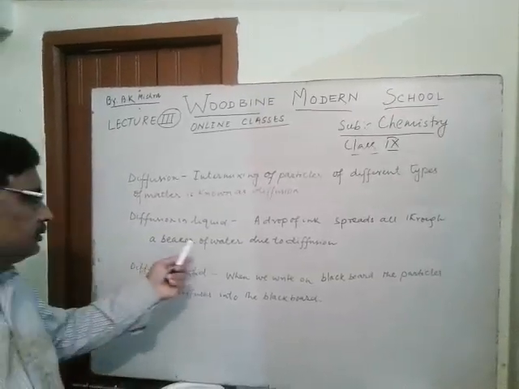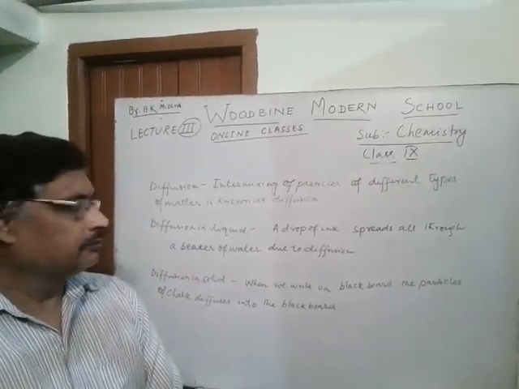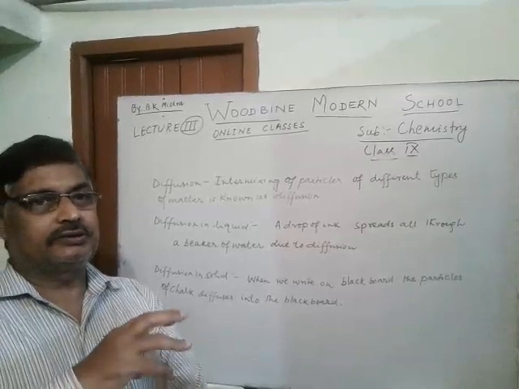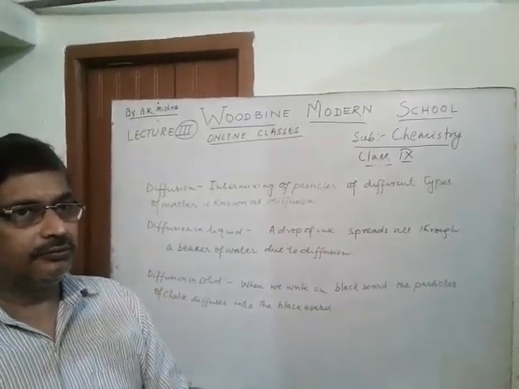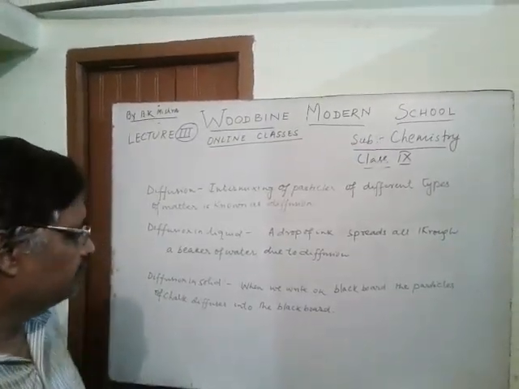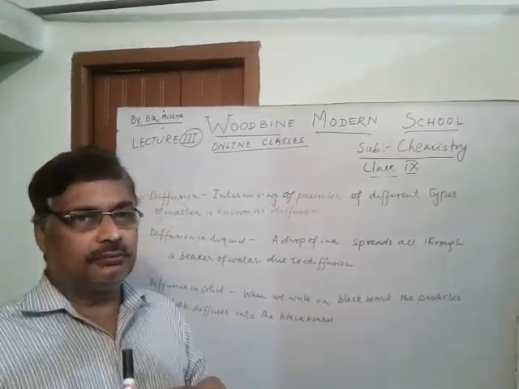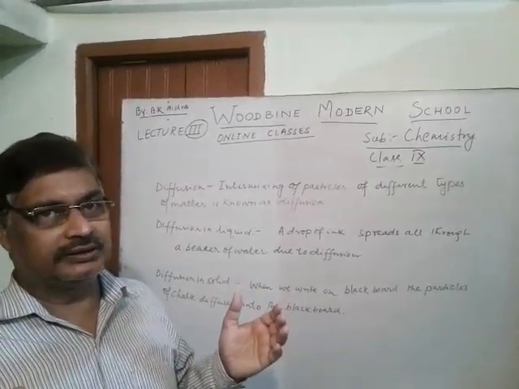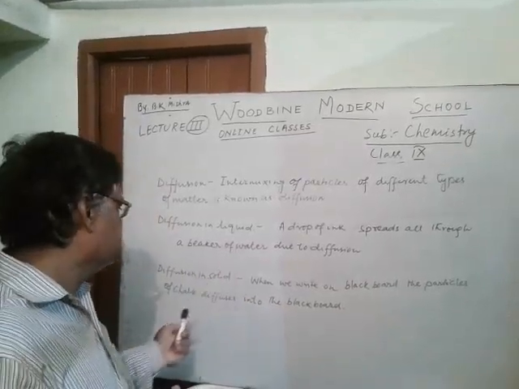Diffusion in liquid. When we drop ink in a beaker filled with water, we see that the ink spreads all over the water, and the solution becomes uniform, which shows that the particles of ink spread uniformly all through the water by the process of diffusion. This is the example of diffusion in liquid.